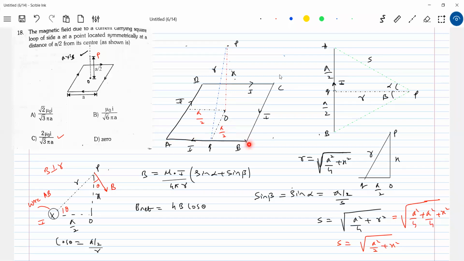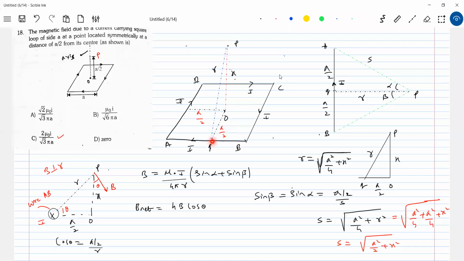Draw one triangle, APB. And these are the lines joining the point P with the ends. They will make angles with the perpendicular distance R. So that is what, alpha and beta, that you have to substitute in the formula. This is the one thing.